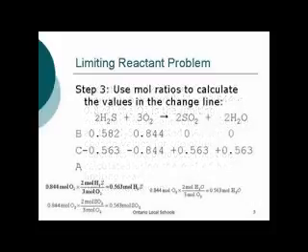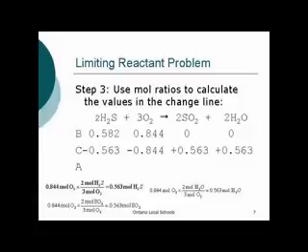Our next step, step 3, is to use the mole ratios to calculate the values in the change line. So here you have the three calculations that go with this, each starting with the 0.844 moles of O2. So we use the mole ratio to find out how much of the H2S we're going to use, and you'll see it's 0.563 moles of H2S.